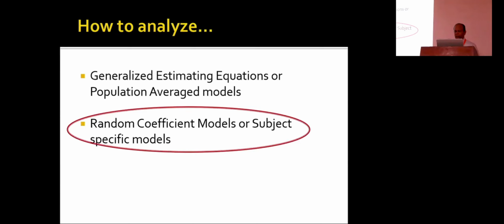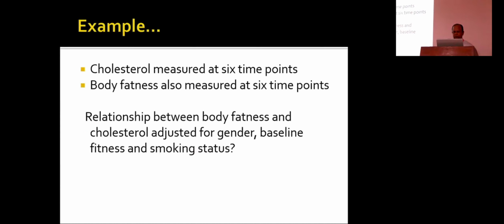So, there are two kinds of concepts when you analyze repeated measures data. As I said, for example, here cholesterol is measured at 6 time points and body fatness is a covariate measured at 6 time points. How do I analyze it? The first concept, as I said in the morning, Johns Hopkins University people came out with a model called GEE, which is a population average model. What they did was a very simple, easy to understand concept: capture the correlation structure, not the exact value.